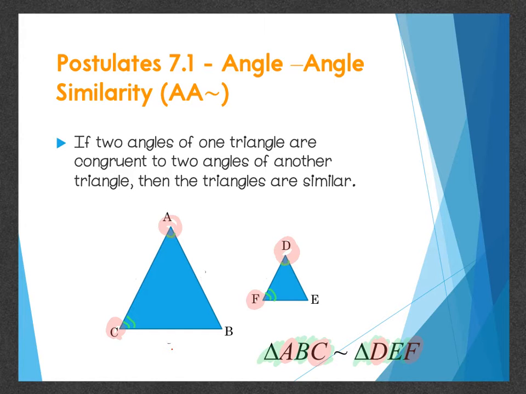So if it asks why do you know that they are similar, you can either write out the words, angle, angle, similarity, or you can write angle, angle with that little squiggle. That little squiggle means similarity.